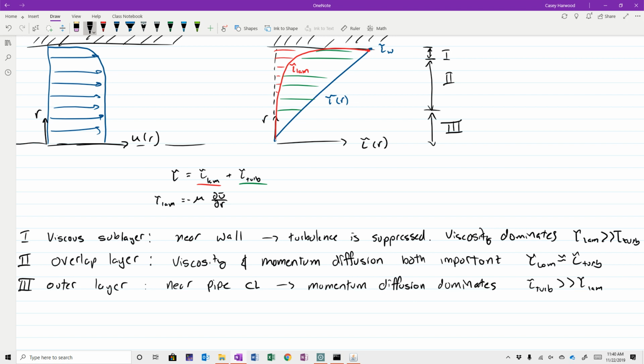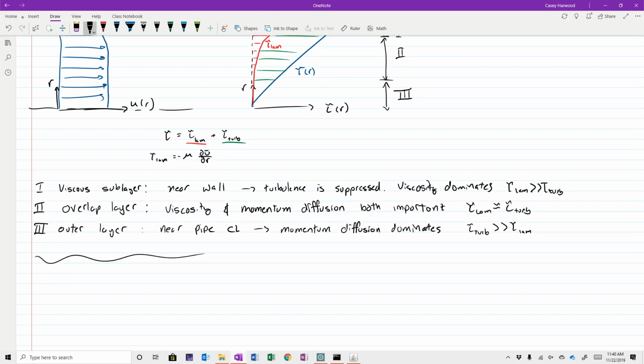So in laminar flow, we took this idea that we had a linear distribution of shear stress, and we said we know how the shear stress is related to the velocity distribution, and we got a parabolic velocity distribution from that. We can't do that in this case because we just don't know what this tau turbulent is, or how to relate that to the underlying velocity distribution. It can't be done.